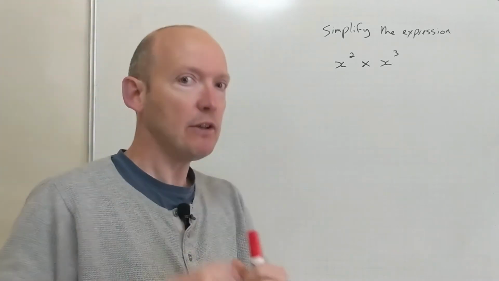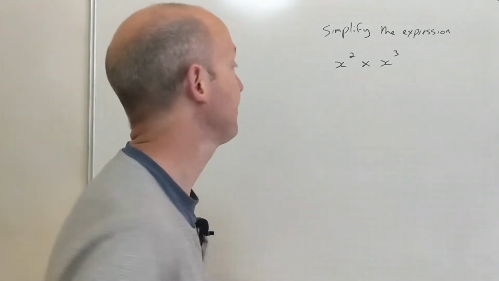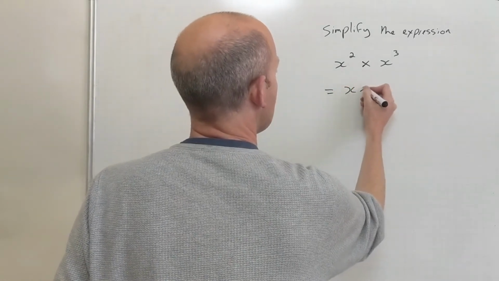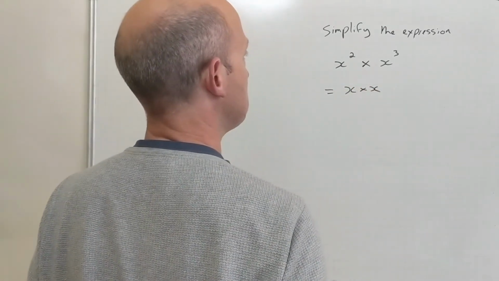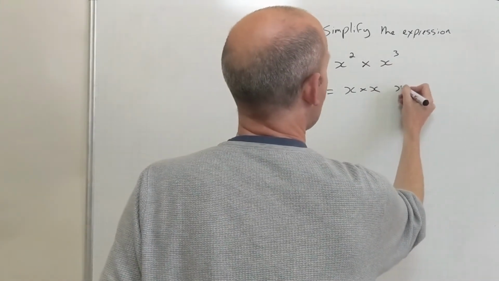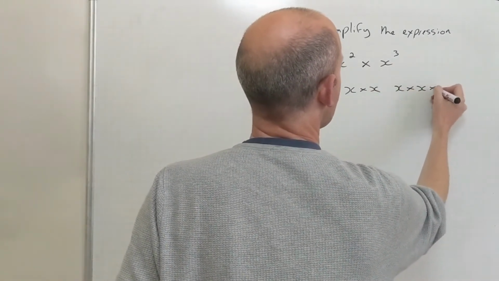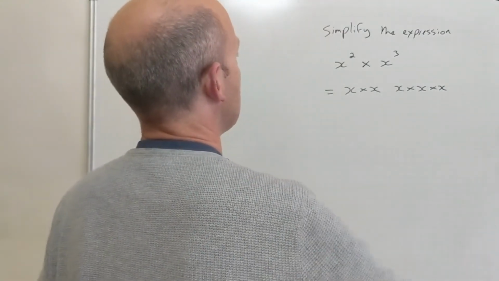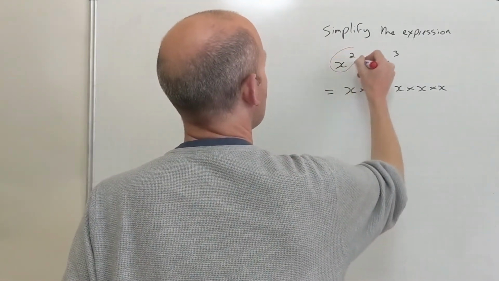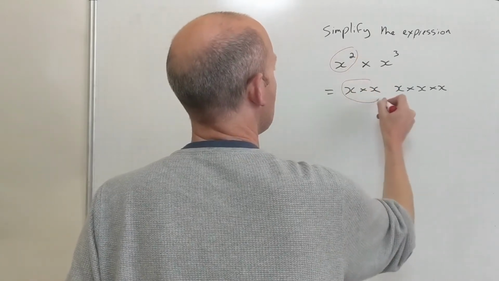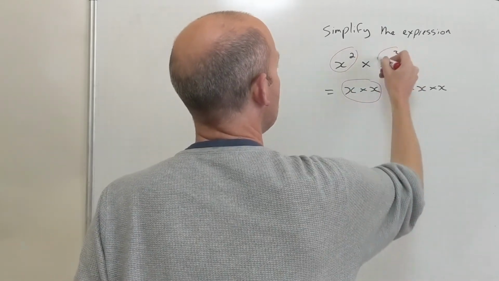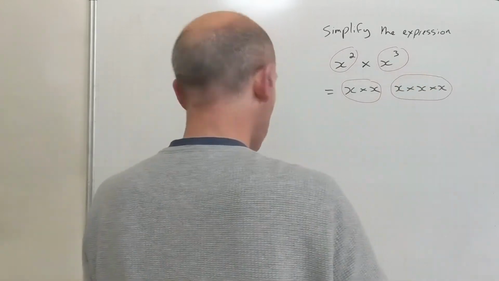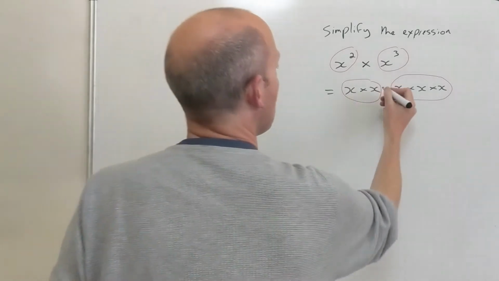And again, I'll give you a little explanation and then I'll give you a rule. So first of all, let's think what x squared is. X squared is really just x times x. And x cubed is just x times x times x. So all I've done is I've taken this x squared here and I've written it like that. And I've taken the x cubed and I've written it like that. And what am I doing with these two terms? Well, I'm multiplying them.